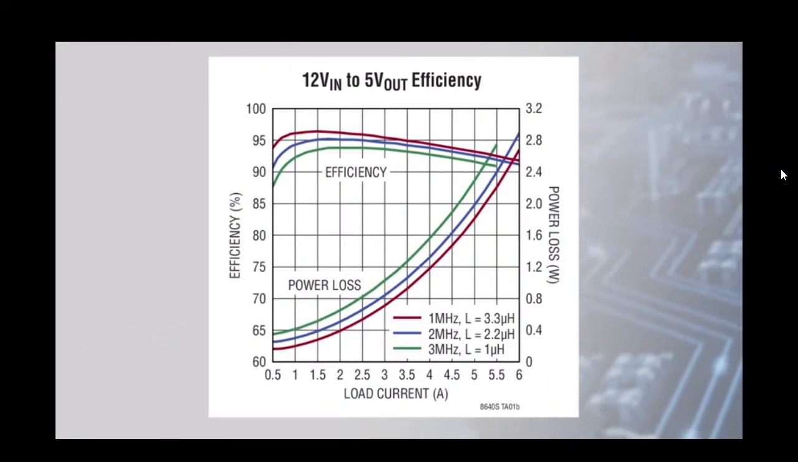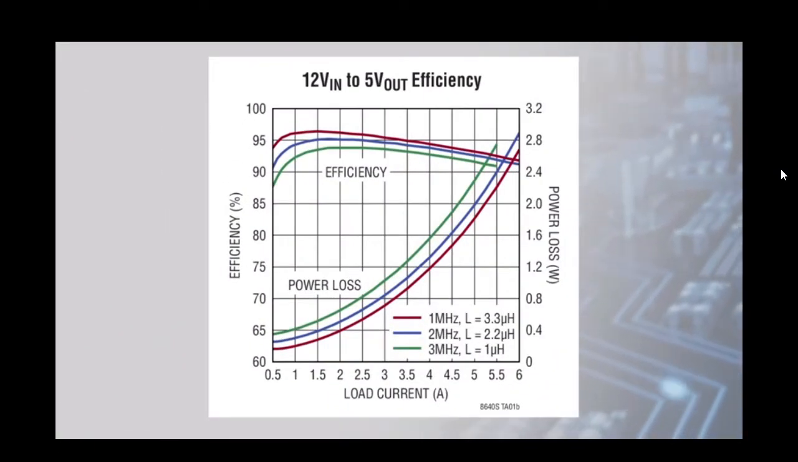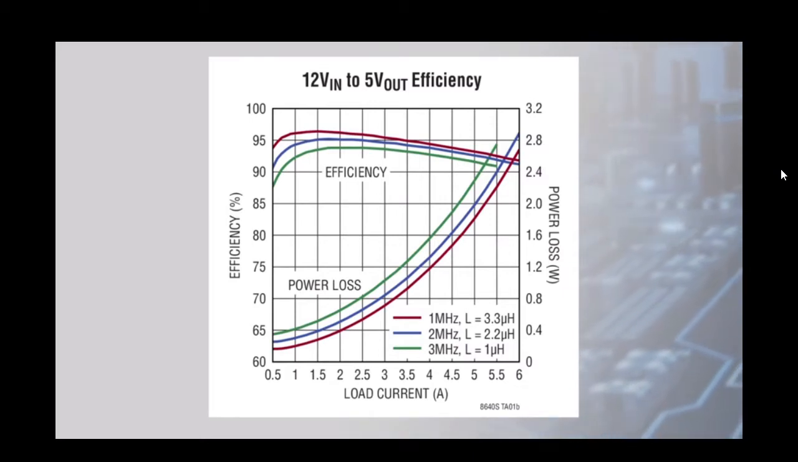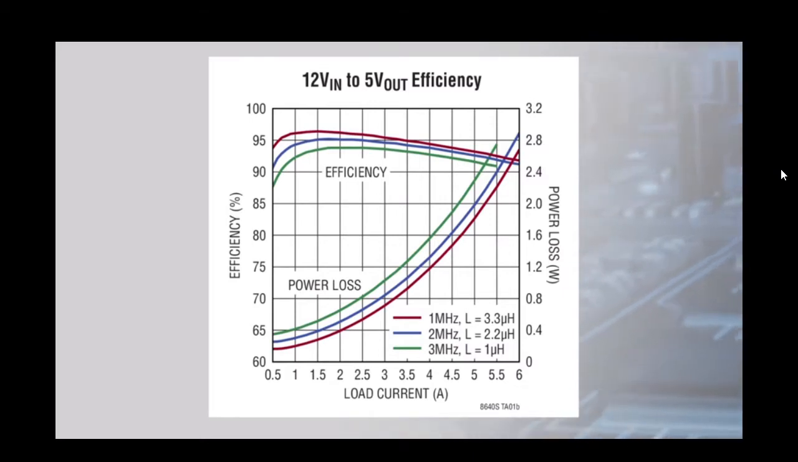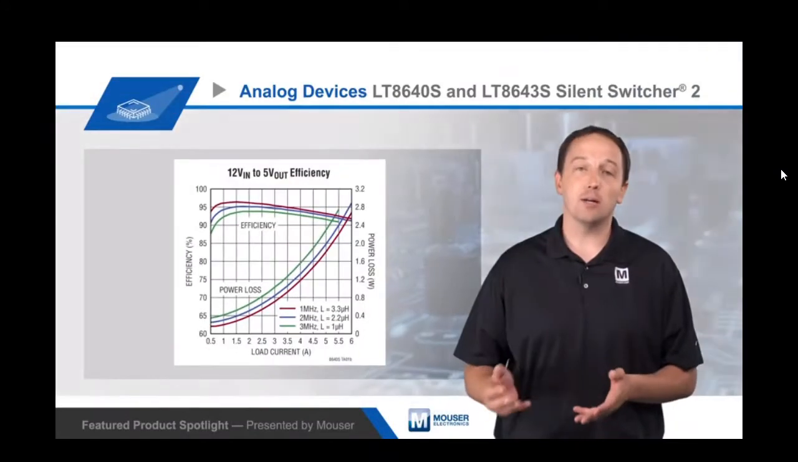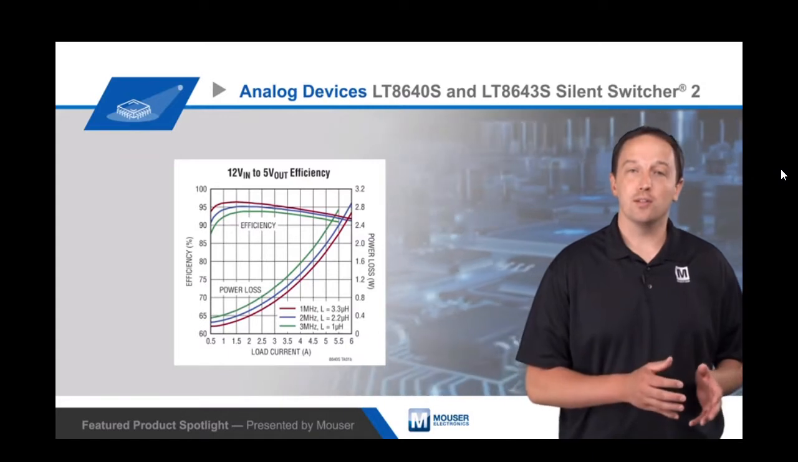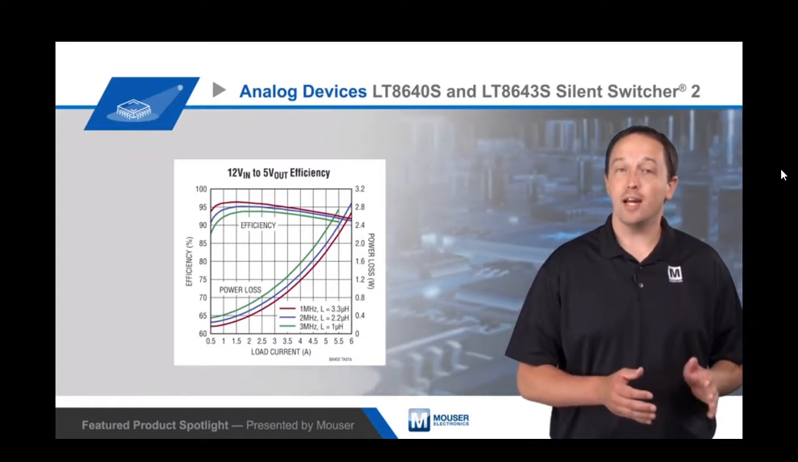The regulators switch at frequencies from 200 kHz to 3 MHz. This wide range allows designers to select a switching frequency that avoids sensitive frequencies in the application, such as AM radio frequencies in automotive applications. The regulators operate at up to 96% efficiency and support burst mode operation for light load efficiency.